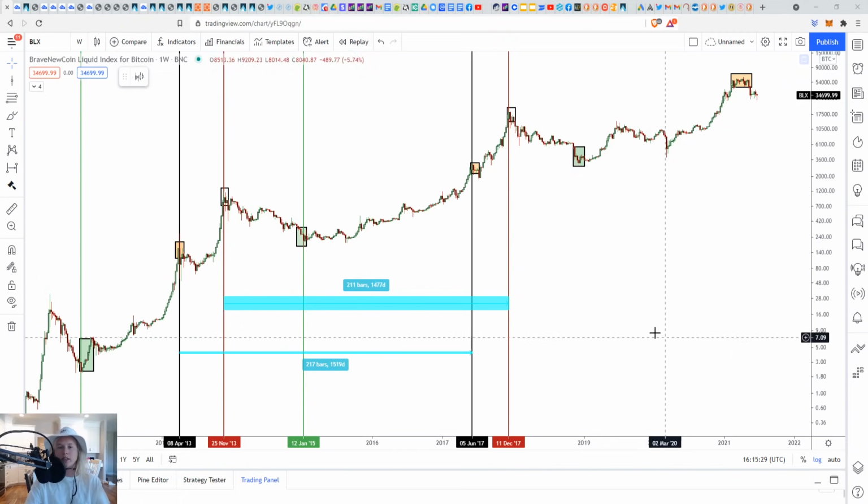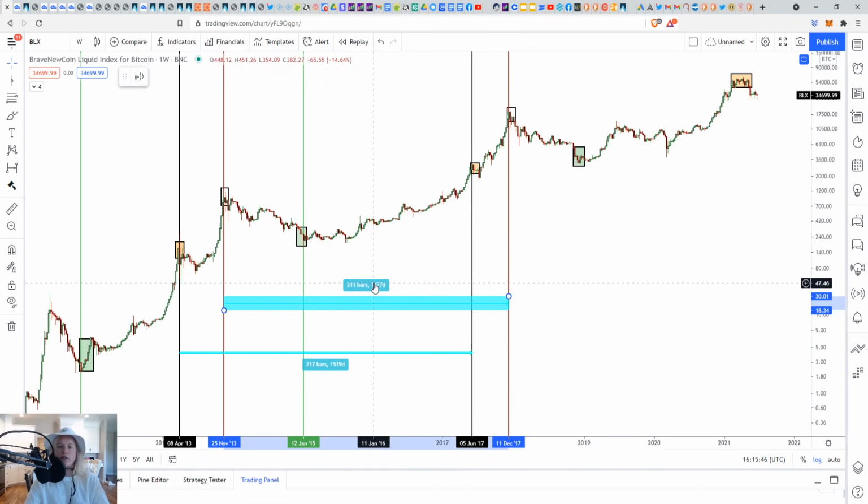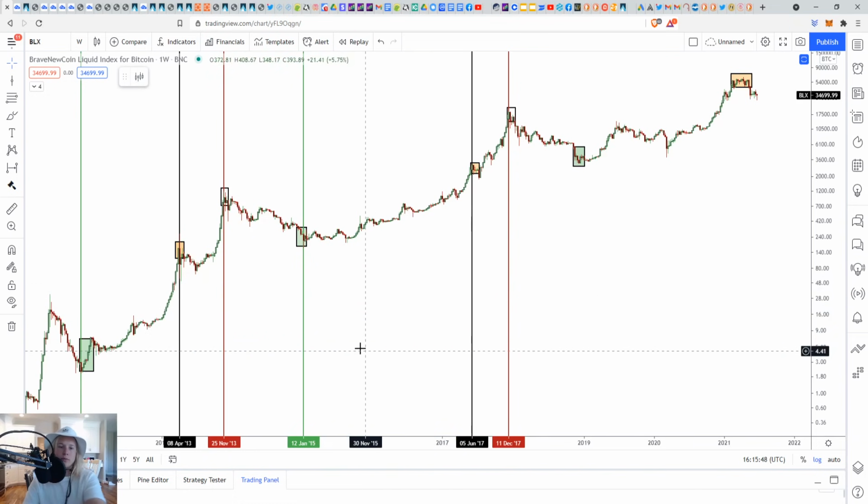4 years, for you guys that don't know, is 1,461 days. So this was almost exactly 4 years between this peak, and this was almost a little over 4 years, about a month over 4 years, 2 months from midway cool off to midway cool off. So we're already starting to follow that 4-year cycle theory. Now, this is really where we come into the next cycle.